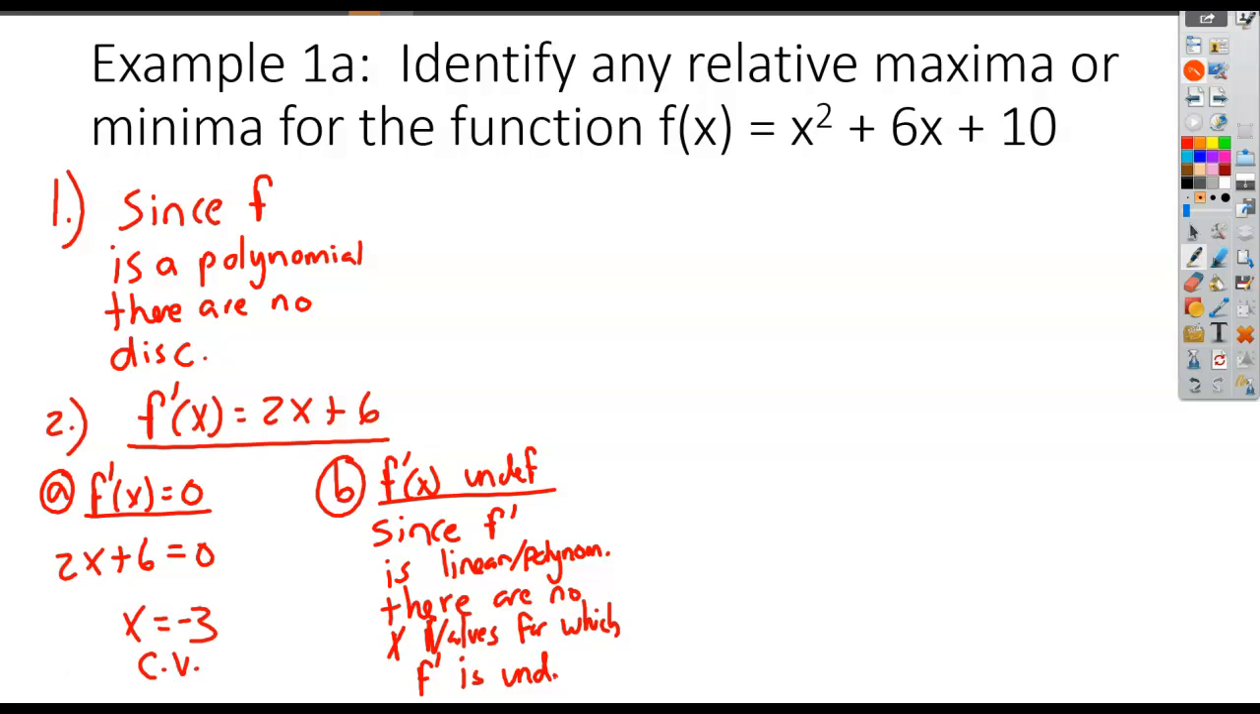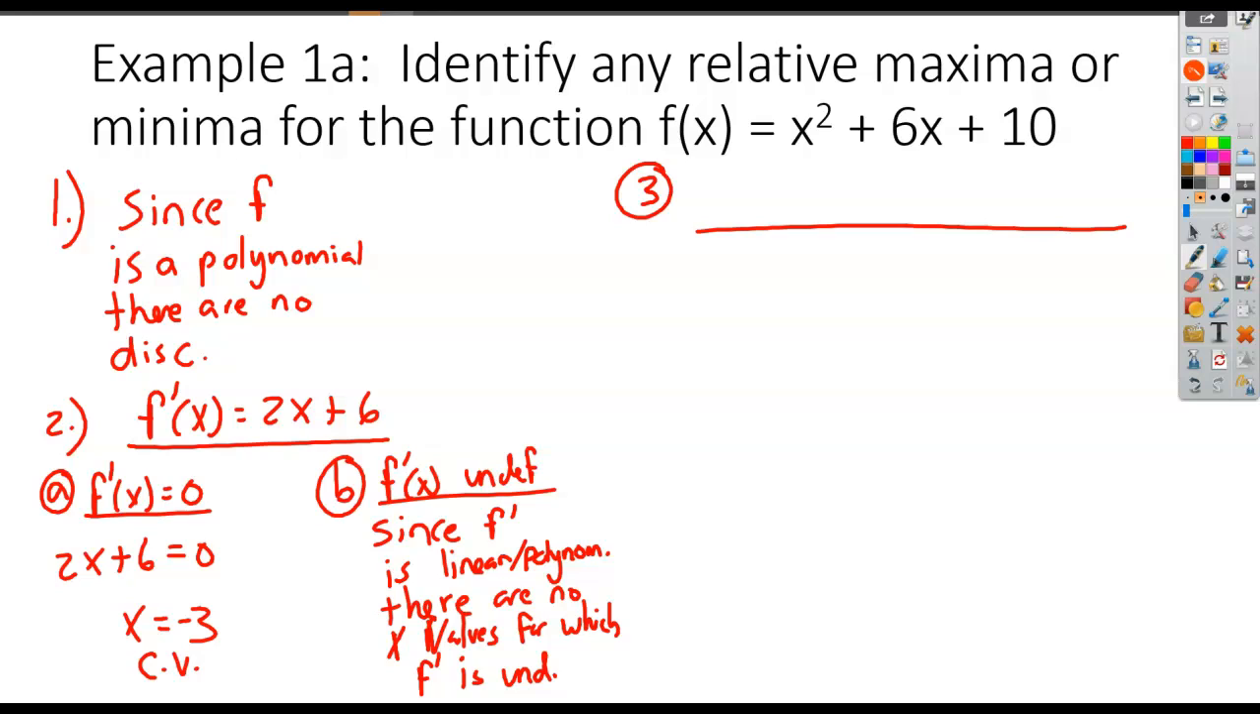So there's part B, so there's that number 2. We found our critical values. All right, let's go ahead and move on to step 3. Step 3 is going to look a lot like something we've done earlier this year with the number line test. We're going to put our critical values on this number line.